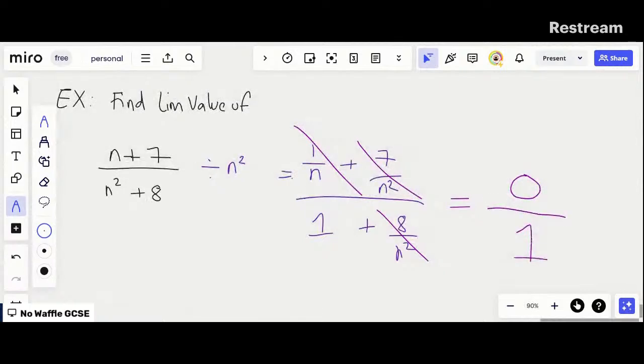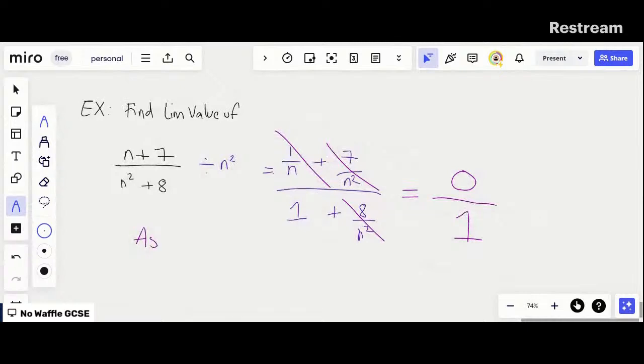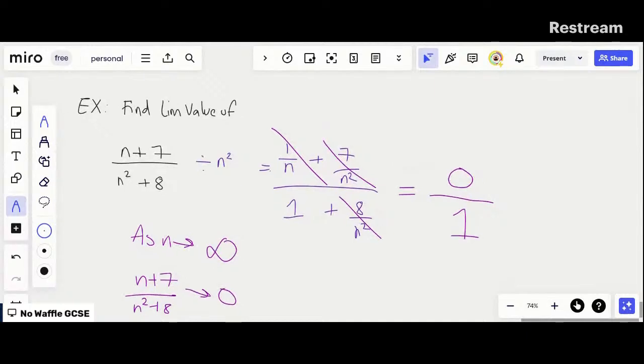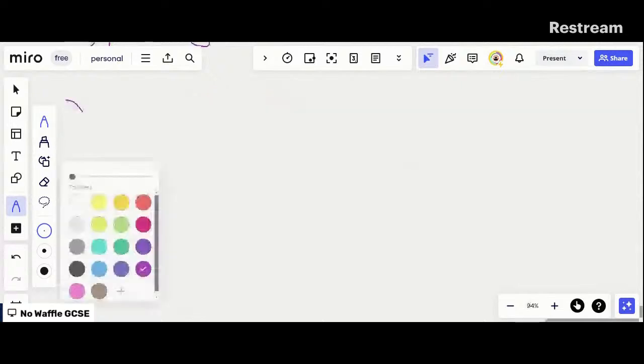Now, if we have 0 over 1, then as n tends to infinity, our expression n plus 7 over n squared plus 8 tends towards 0. Okay? So I hope that makes sense. Do we need to do another example? I think we need to do another example because some people are still confused.